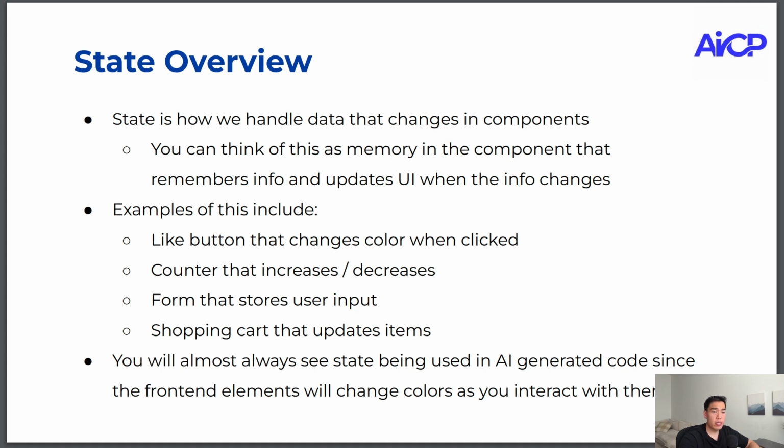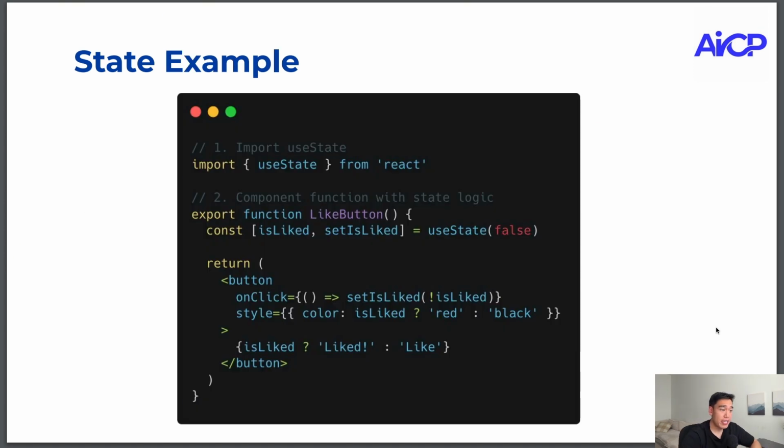You will almost always see state being used in AI generated code when they have you make a front end design, since things will change colors or change text as soon as you interact with them on websites. So I know that we looked at useState inside our V0 example, but I've gone ahead and pasted in some code just to show you how this looks in a more detailed way. And this will explain and show the flow for everything.